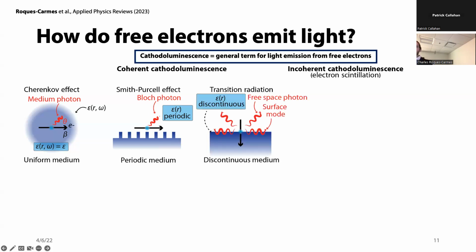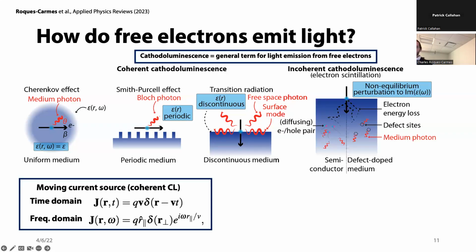There are two other effects in coherent cathodoluminescence I will not talk too much about tonight, so I'll just go through them very quickly. Transition radiation occurs when the electron passes through a discontinuity in the permittivity. And in some cases, this type of flight through a discontinuity can also result in the excitation of surface waves, such as surface plasmon polaritons.